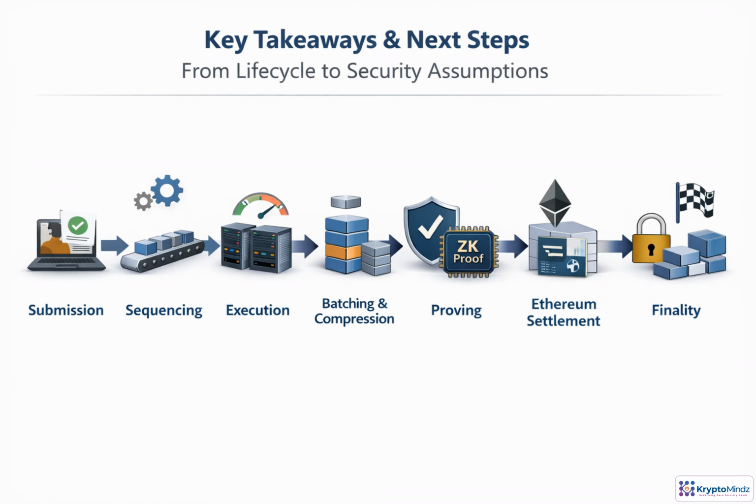A ZK-Rollup is more than fast off-chain execution. Transactions are submitted, ordered, executed, compressed into batches, proven, and settled on Ethereum before finality. The core question is always, what can Ethereum verify, and is the needed data available? That leads directly into the security assumptions and trade-offs behind rollup design.